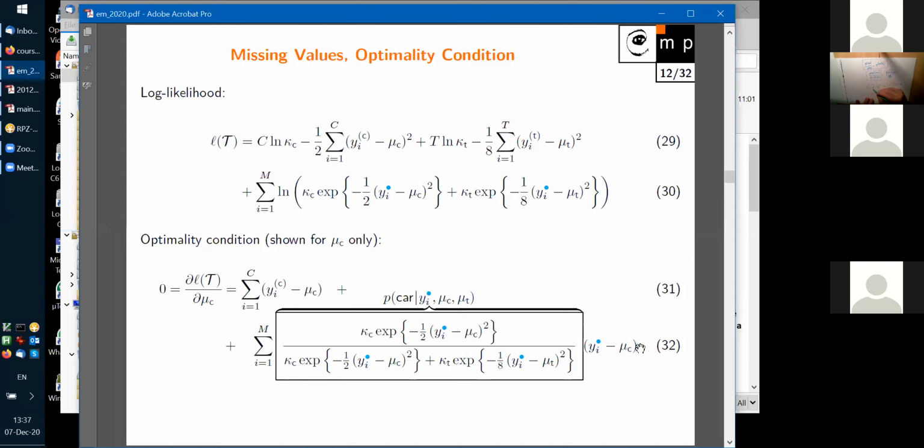So this sum goes for i from 1 to the cars. This goes from 1 to m for the unknown class vehicles, mu C, mu T. So this will be our Q of i, and this will go times i mu C. So here, this thing is now a constant, and this equation is easy to solve.